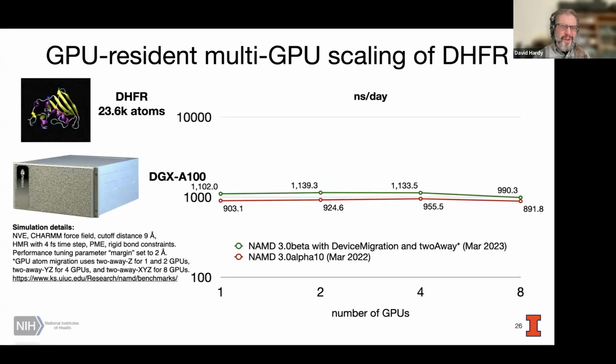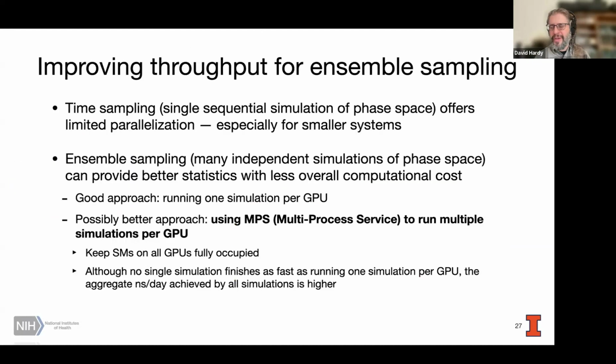Here's the tiny DHFR benchmark. You don't get any scaling on this anymore because it's just not enough work to scale beyond a single GPU. So why am I showing you this? I'm showing you what you can expect and how you might apply this hardware to your own systems. But also, I want to introduce the idea that we can improve throughput for ensemble sampling.